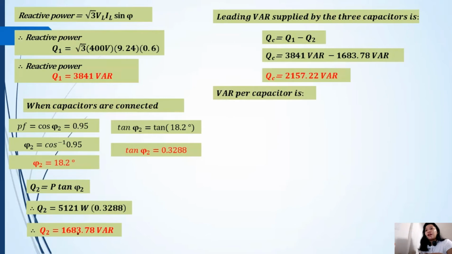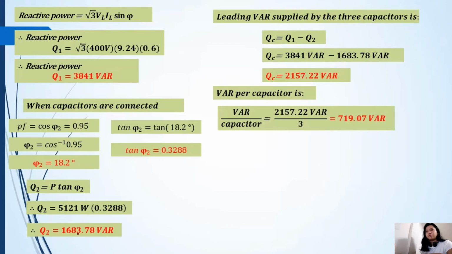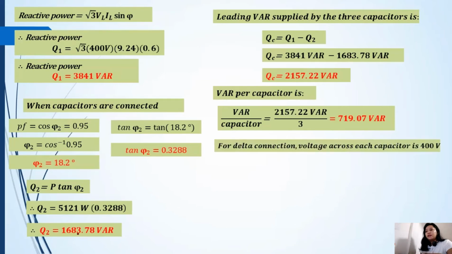So next, we will solve for our var per capacitor. Since we have 3 capacitors, we will just divide our QC to 3. So var per capacitor is 2,157.22 var divided by 3. So we have the answer of 719.07 var.